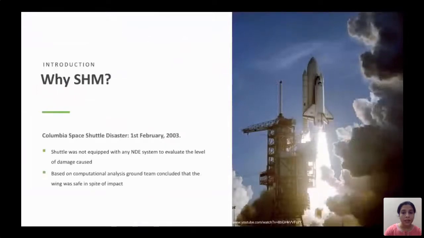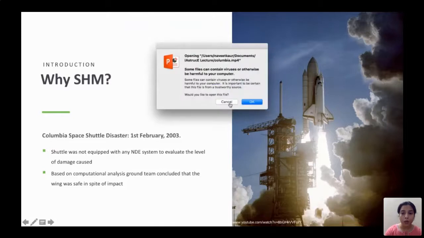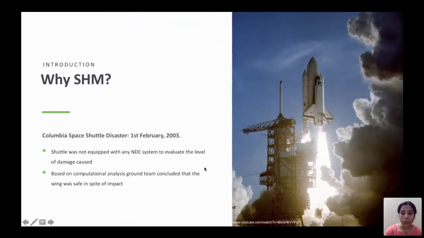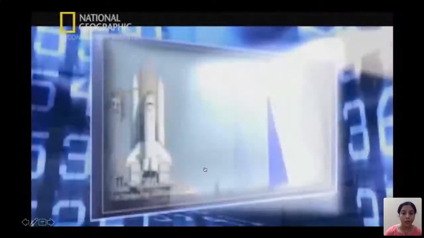I have another example just to show you the importance of SHM. That's the Columbia Space Shuttle disaster, which happened in 2003. As per NASA's report, it happened due to a small piece of foam from the fuel tank. It hit the left wing of the space shuttle. So we'll see this video to see the sequence of events which happened that day.